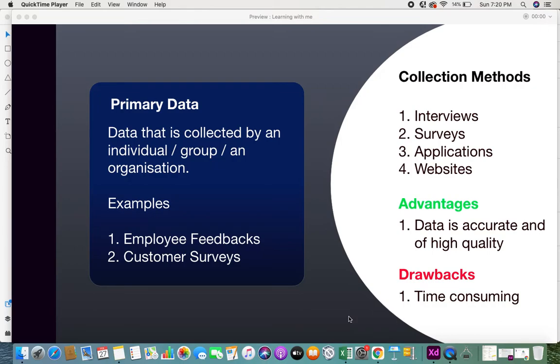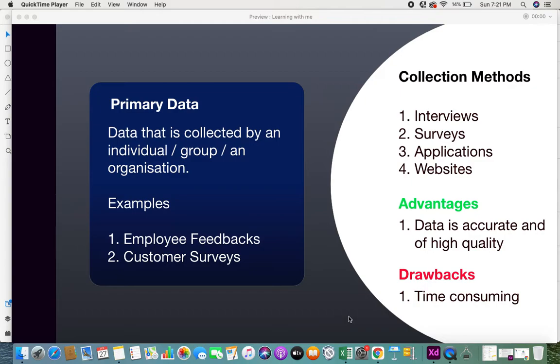So, hi everyone. Today I would be giving you some information on the different types of data that exist in an organization. So, basically, there are three types of data: primary, secondary, and tertiary. Tertiary is otherwise called third party data. So, through this video, let us understand what exactly primary, secondary, and third party data are.